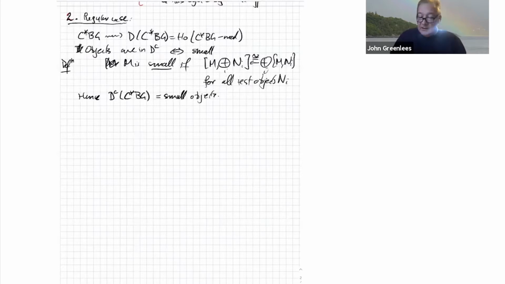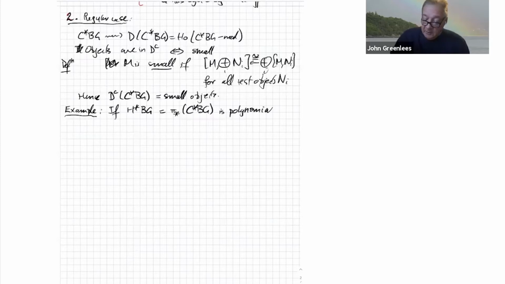So let's see if we can at least understand something. In the special case, we can understand what happens if the cohomology ring is polynomial. If the cohomology ring, which of course is the homotopy of cochains on BG, is polynomial, or more generally if it's regular, but let's just stick to polynomial, then I can tell when things are small. If pi star M, where M is a module over the cochains on BG, is finitely generated over the polynomial ring, then M is small.